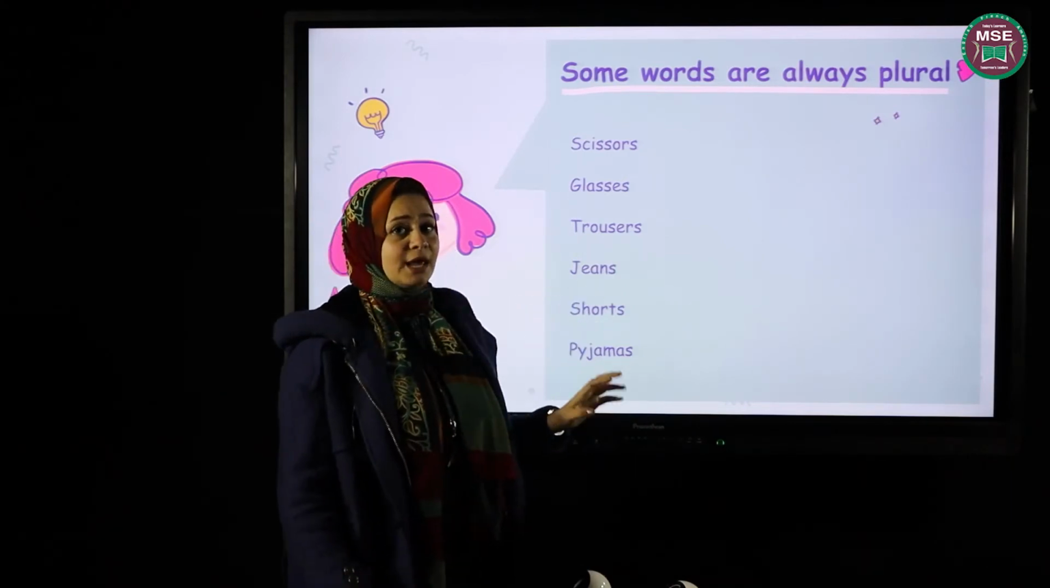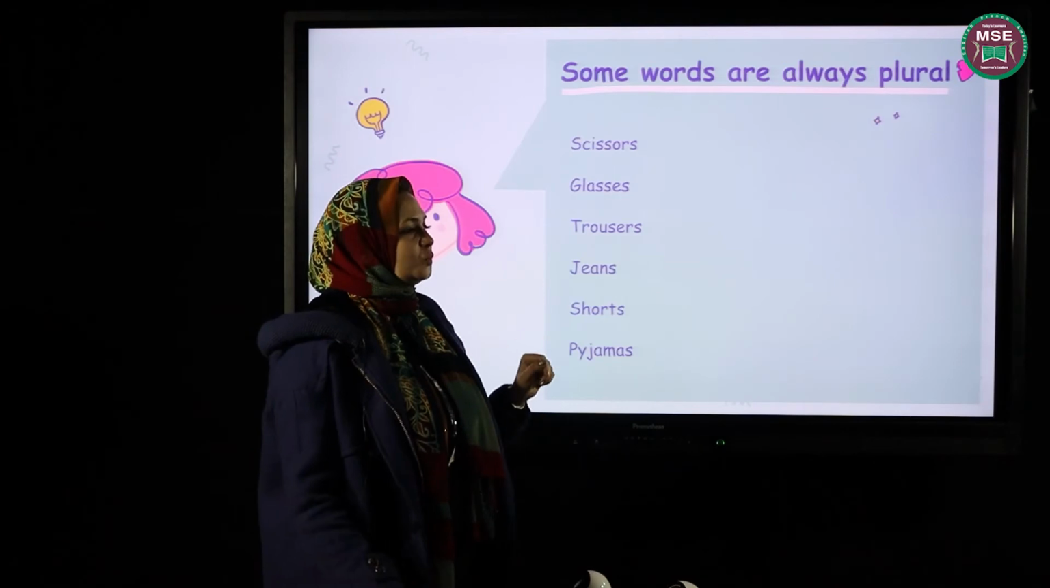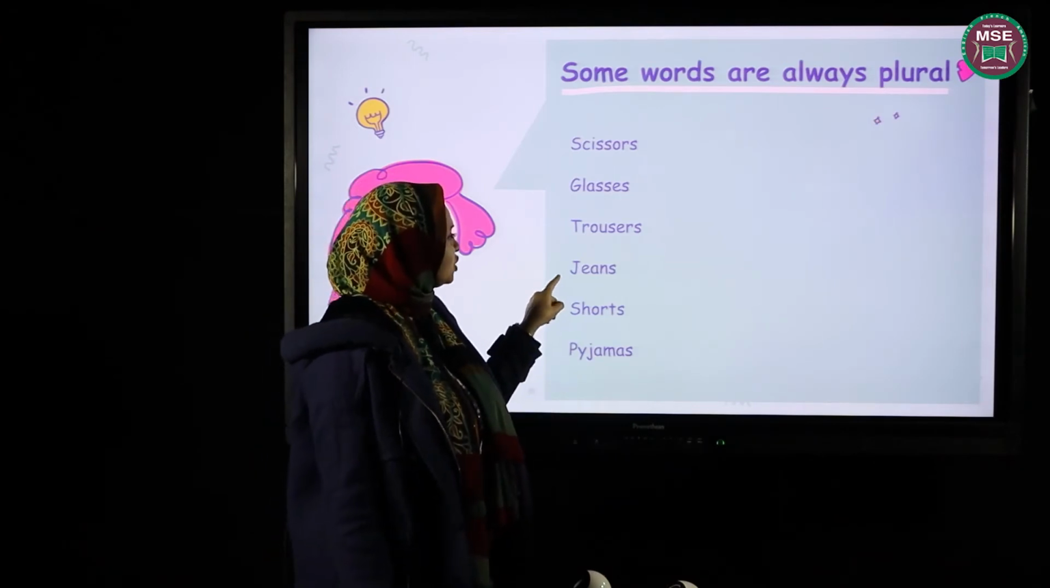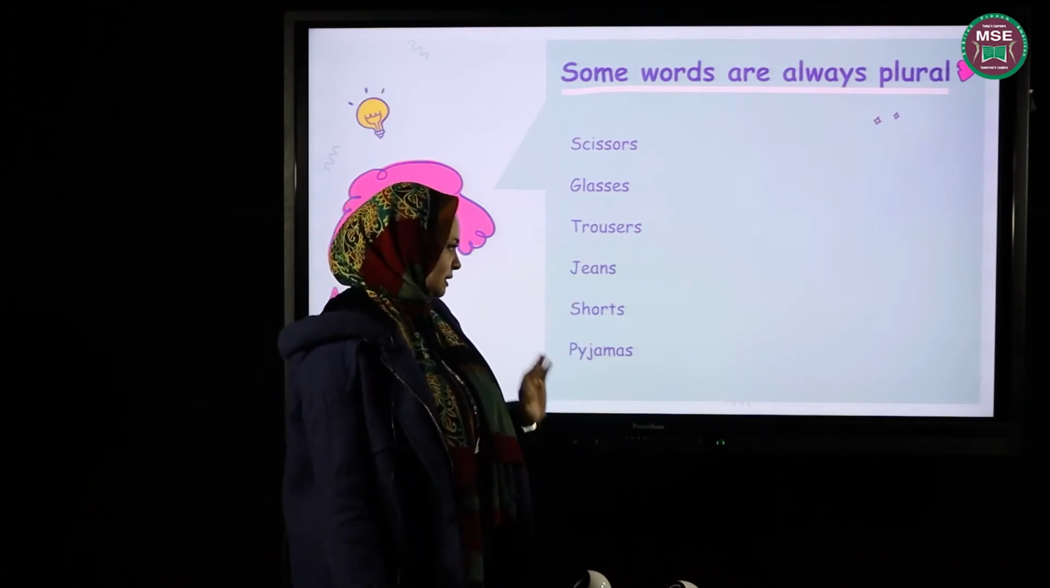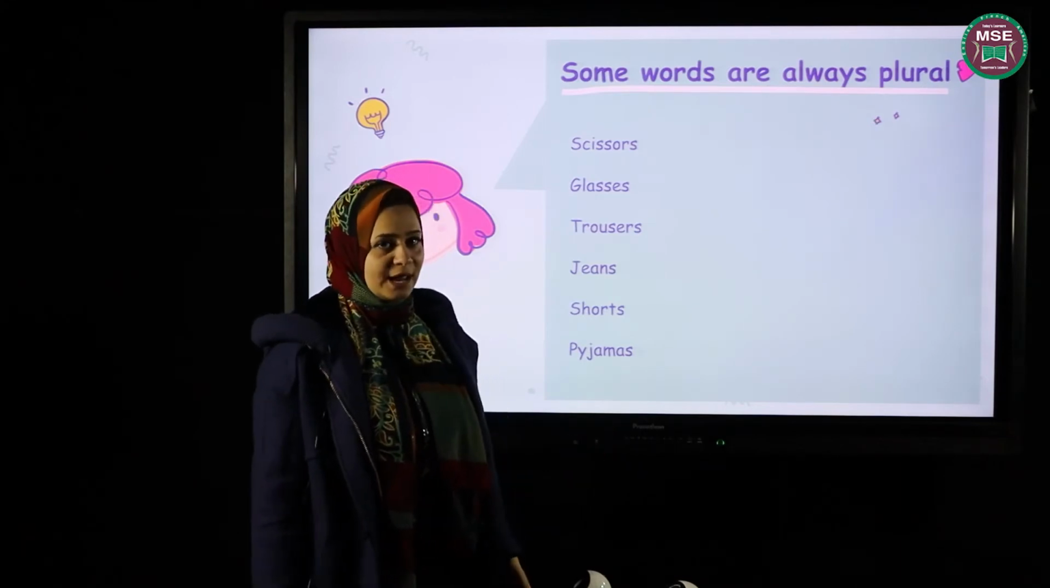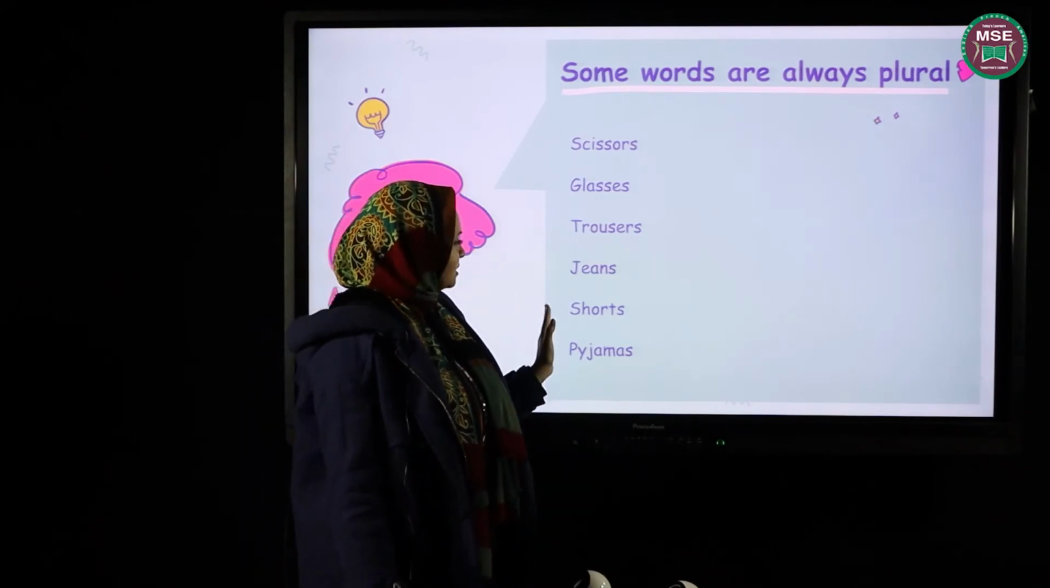Jeans. The same. Can you wear just one side? You must wear both. So we must say jeans. Shorts. The same. You can't wear just one leg. So you must say shorts.